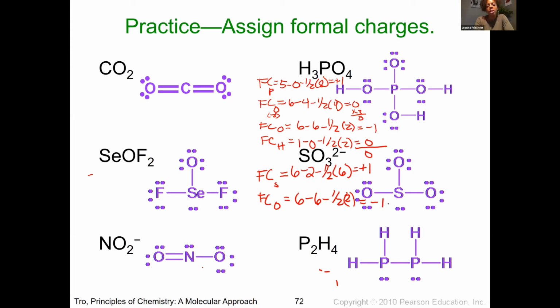So if we have -1, but there's 3 of them, overall we get -3. -3 plus +1 gives me an overall -2 charge. So that does check out to what the charge of the molecule is. But again, explore the formal charges that you get when you have double bonds present and figure out which is the more preferred structure.